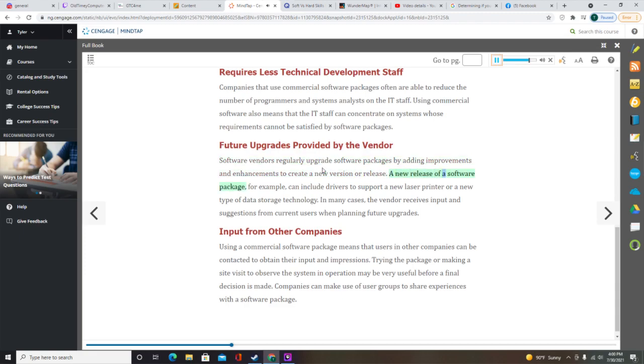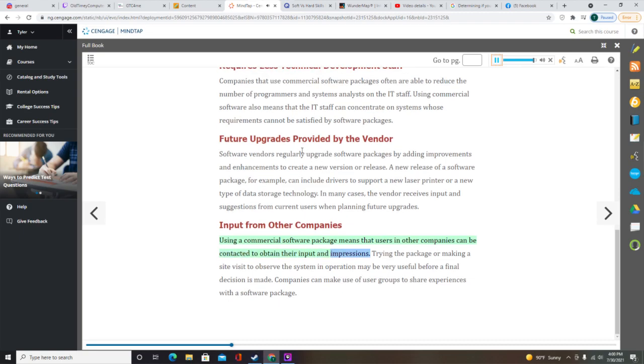A new release of a software package, for example, can include drivers to support a new laser printer or a new type of data storage technology. In many cases, the vendor receives input and suggestions from current users when planning future upgrades. Input from other companies. Using a commercial software package means that users in other companies can be contacted to obtain their input and impressions. Trying the package or making a site visit to observe the system in operation may be very useful before a final decision is made. Companies can make use of user groups to share experiences with a software package.